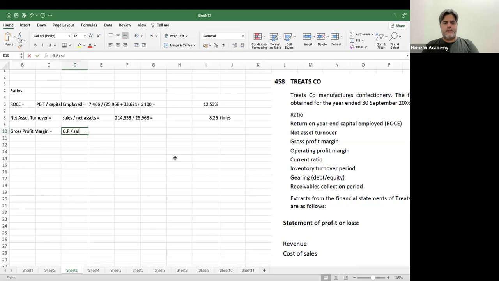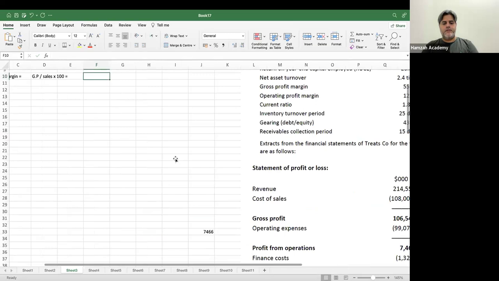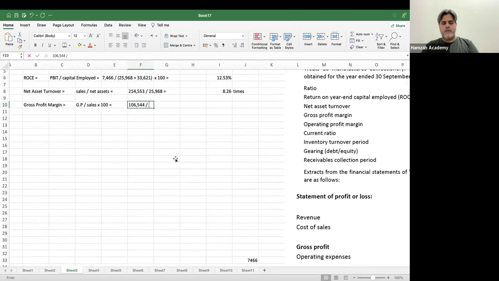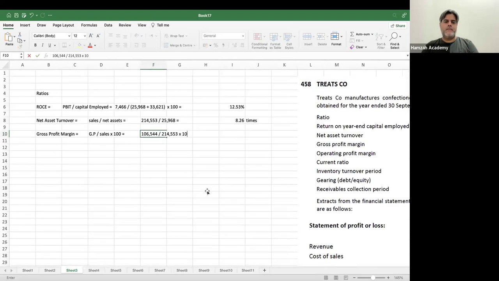After the net asset turnover, we have the gross profit margin. That is gross profit over sales into 100. Gross profit is 106,544 divided by sales of 214,553. So that's going to be 49.66%.